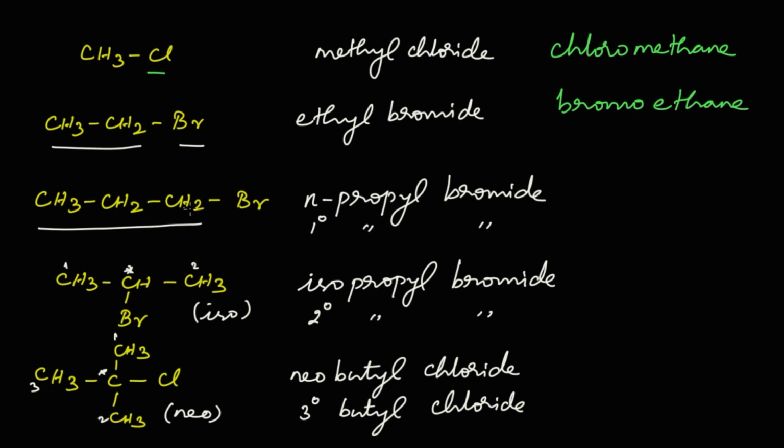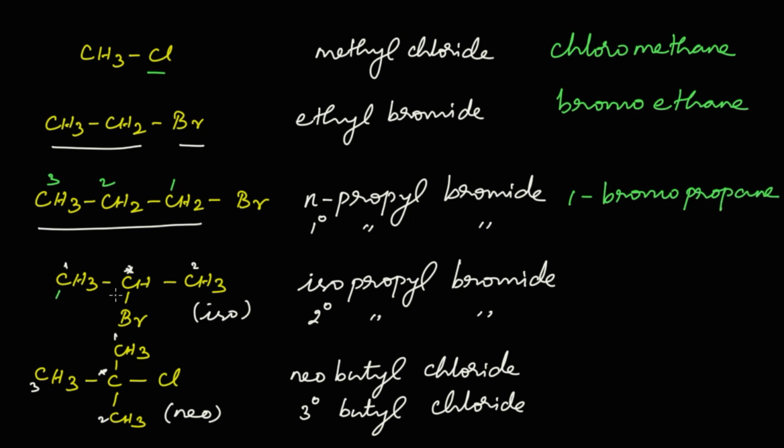Let's name the third structure. Here bromine is present, so bromo will be the prefix. Three carbons are present: 1, 2, 3. As I said earlier, for three or more carbons we need to give a number for the functional group. This bromine is attached to the first carbon, so 1-bromo. Three carbons are present, so propane. The name of this compound is 1-bromopropane.